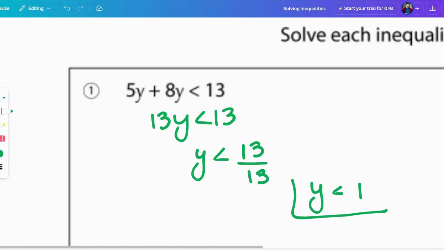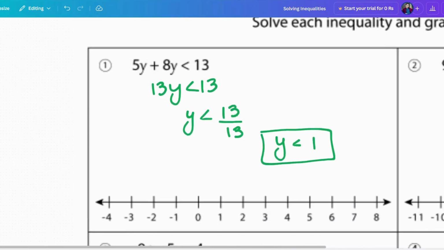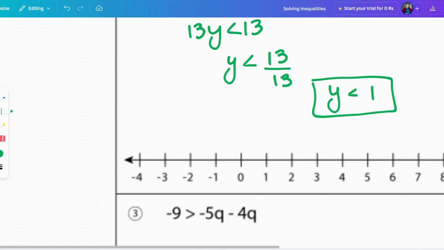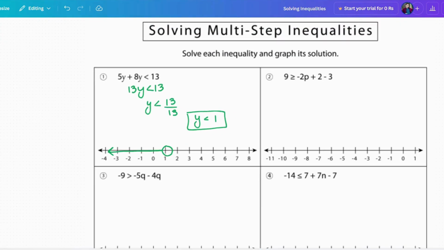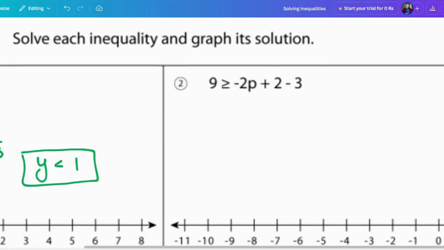This is the solution for the first inequality that I've got. I will just put it over here, an open circle on 1, and it will be pointing in this direction. So this is going to be the solution for the first question. Now let's move towards the second question that we have.